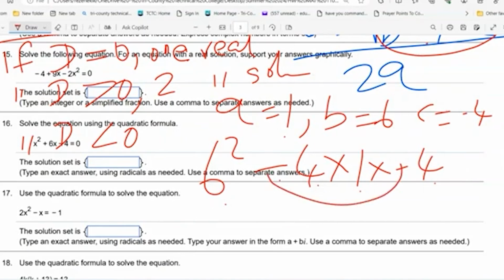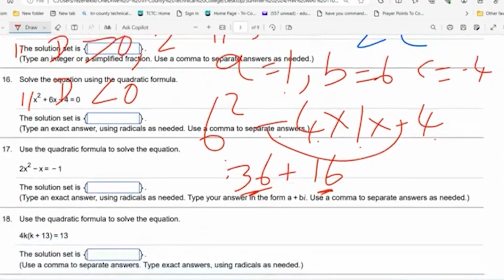These two negative signs change the sign, and 6 squared is 36. 4 times 4 is 16. So the radicand is giving me a positive sign. In other words, my answer is 52. Therefore, the discriminant is 52, greater than 0. So I have two real solutions. If you don't agree, let me know. People make mistakes.